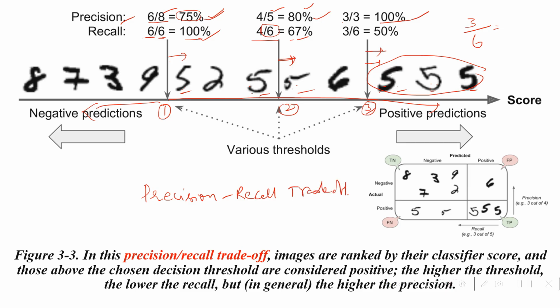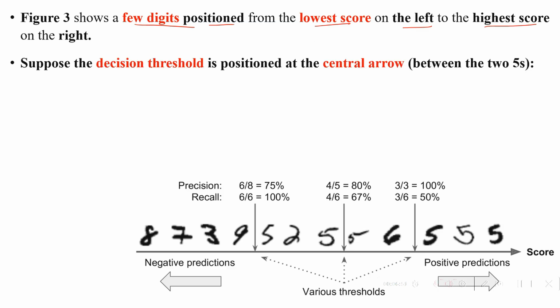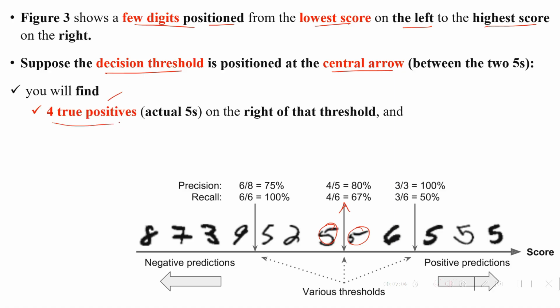Now our figure shows that a few digits are positioned from the lowest score on the left to the highest score on the right side. Suppose the decision threshold is positioned at the central arrow, between the two 5 elements. You will find 4 true positives: 1, 2, 3, 4. The actual elements are 5 on the right-hand side of the threshold value, so 1 false positive element, that is the 6 value.